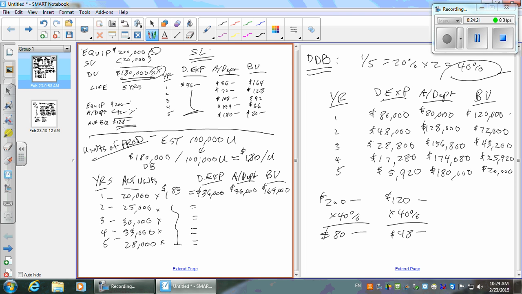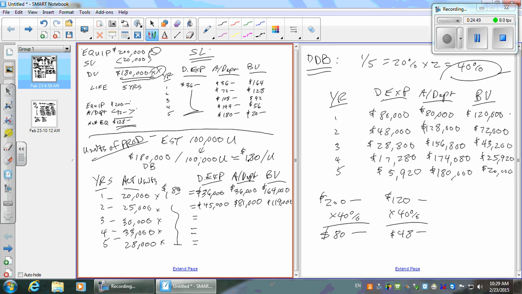All right, and then what's the next? What's 25,000 times $1.80? 45. Debit depreciation expense. Credit accumulated depreciation. Sound good? And then how much will we have in accumulated depreciation now? 81. 36 plus 45. How much will be in the remaining book value? 200 less 81, right? How much is that? 119.